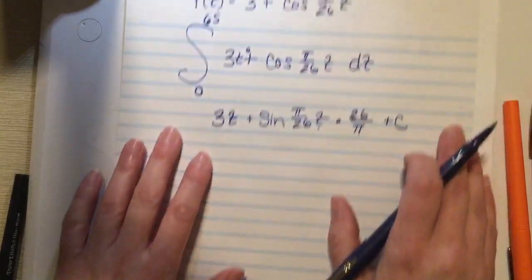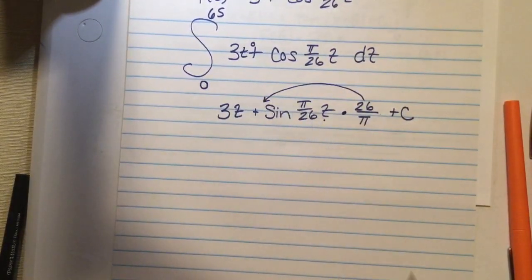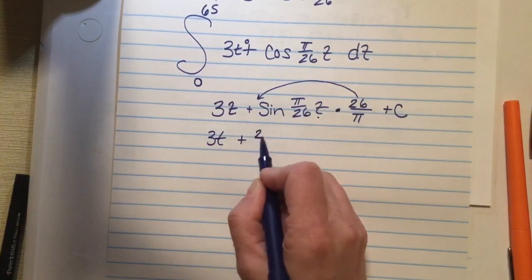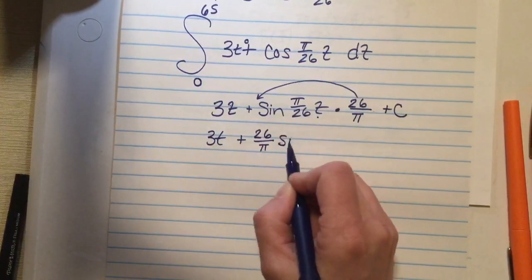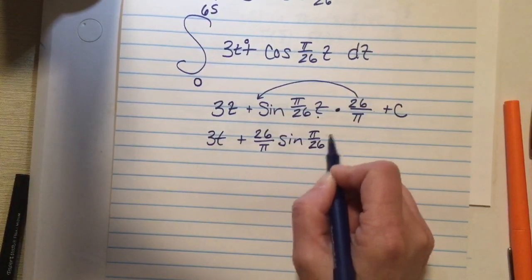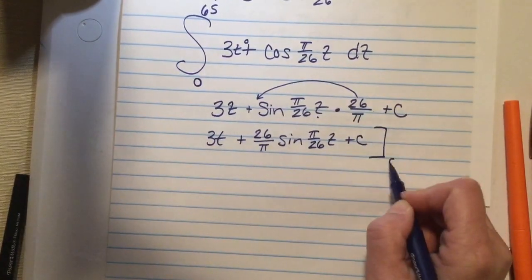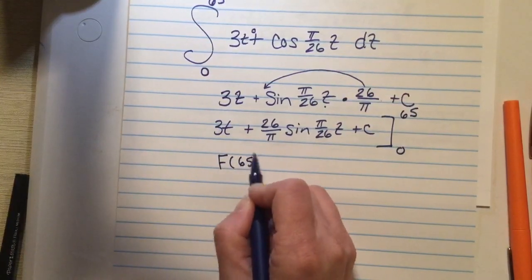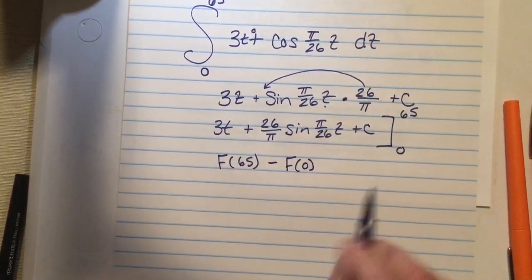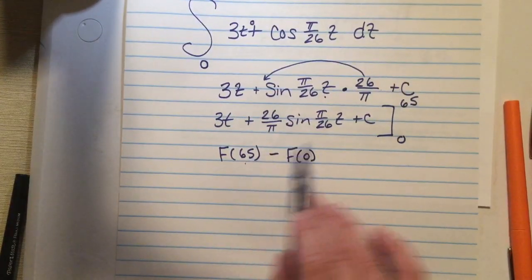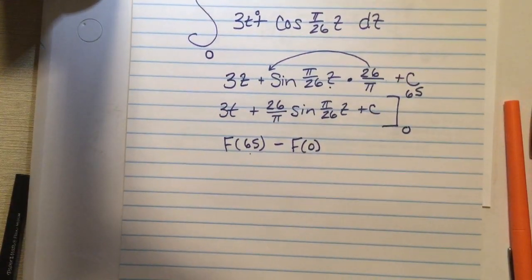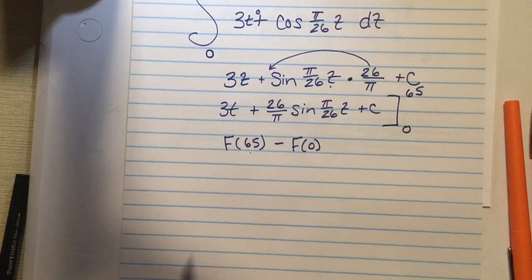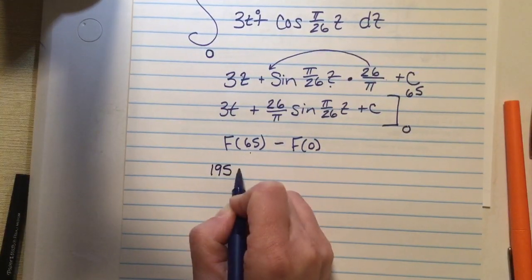So I can simplify this a little bit. I can take this 26 over pi and move it out front of the sine function. So I have 3t plus 26 over pi times the sine of pi over 26t, plus c. And it's going from 0 to 65. So now what I have to do is take my antiderivative, fill in a 65, find out what that value is, then fill in a 0, find out what that value is, and subtract the two. If I put in a 65, 3 times 65 is 195.